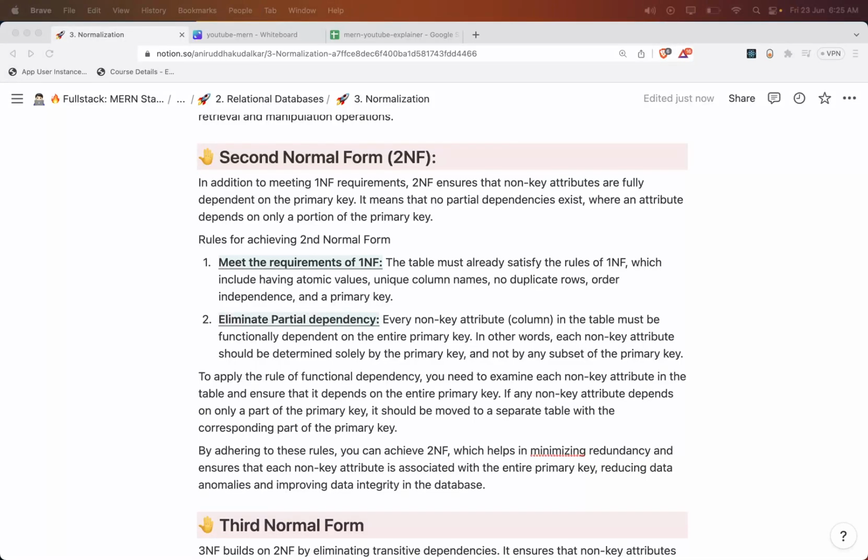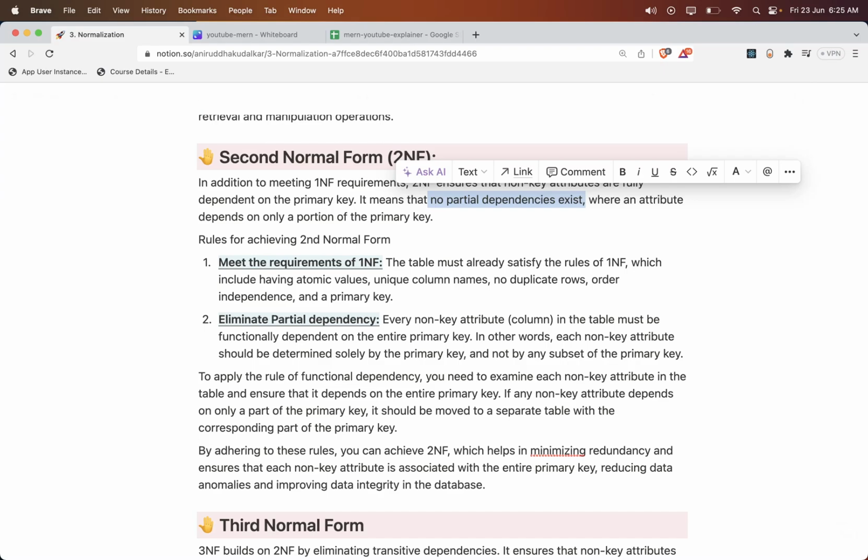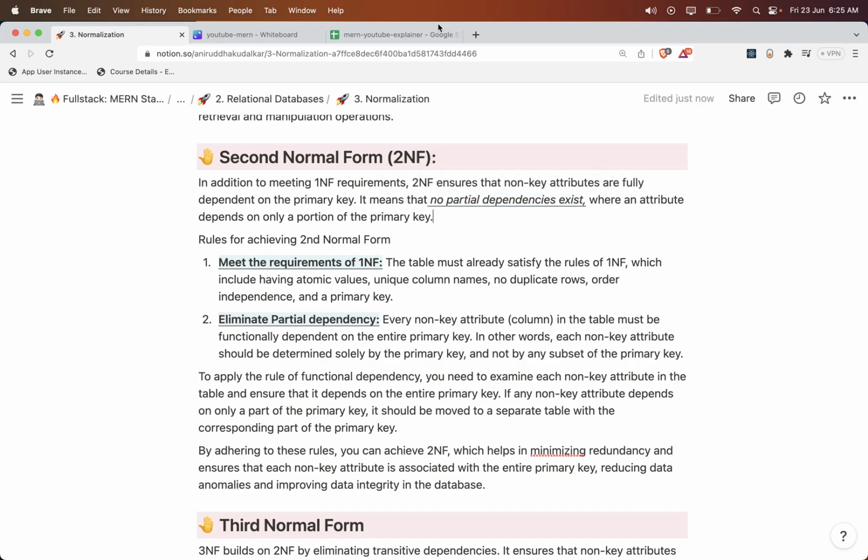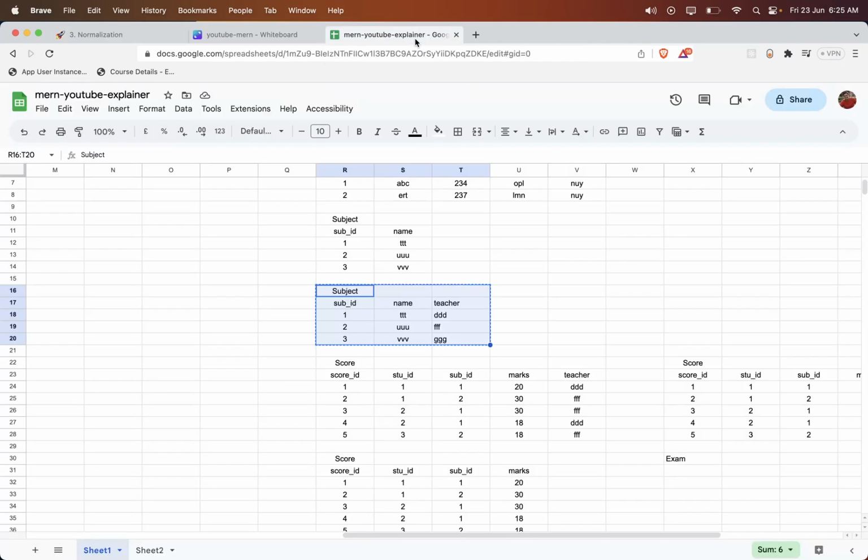In this topic, we will see what the second normal form is. There are only two rules for the second normal form: your table should be in the first normal form, and you need to eliminate the partial dependency. Second normal form is associated with the elimination of partial dependencies. What do you mean by partial dependencies? Let's try to understand by means of one example.